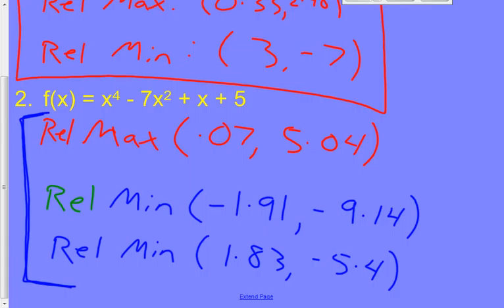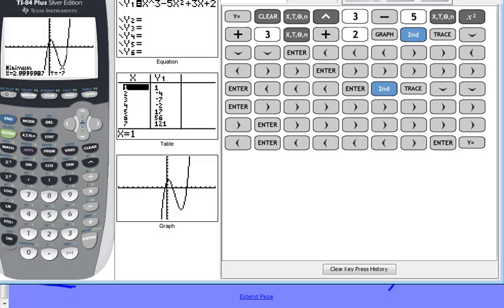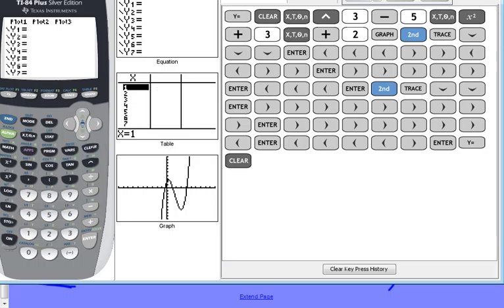All right, proceeding. We're going to put this into our graphing calculator: x to the 4th minus 7x squared plus x plus 5. So we're going to go to y equals, clear whatever you had in there, and it is x raised to the 4th, subtracting 7x squared.